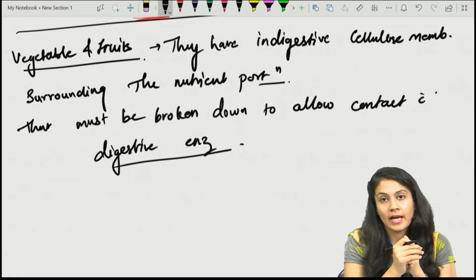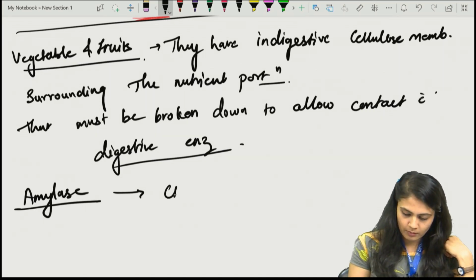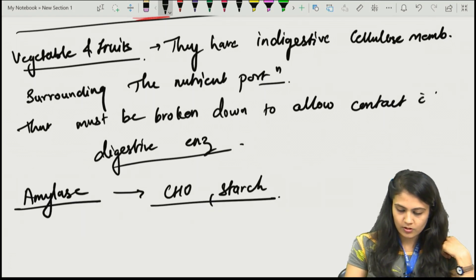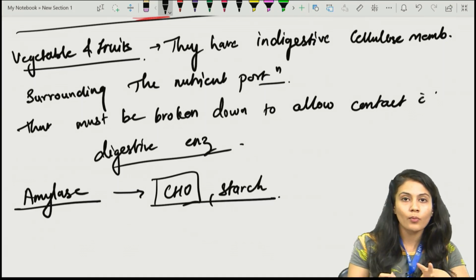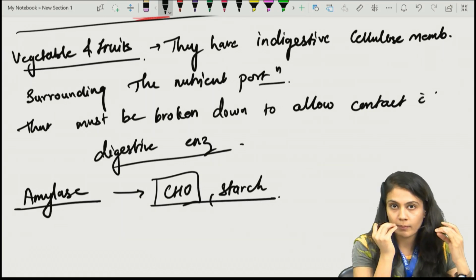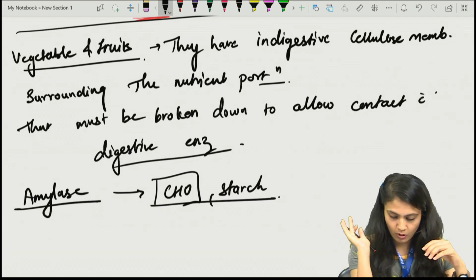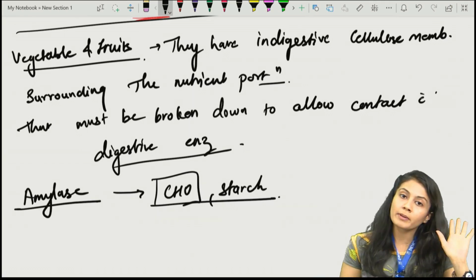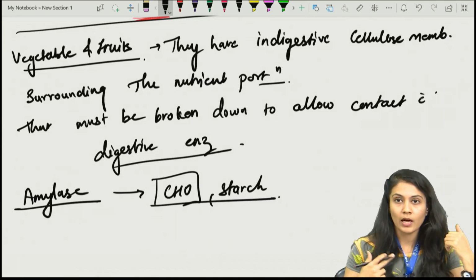Remember, in the mouth we have amylase, which can break down the carbohydrate and starch. This carbohydrate part is the nutrient part which is covered in the cellulose membrane, which can be broken down only in the mouth. Why? Because the amylase is absent in other digestive organs or the lumen. It is only present in the mouth itself. So what will happen once it is broken down?